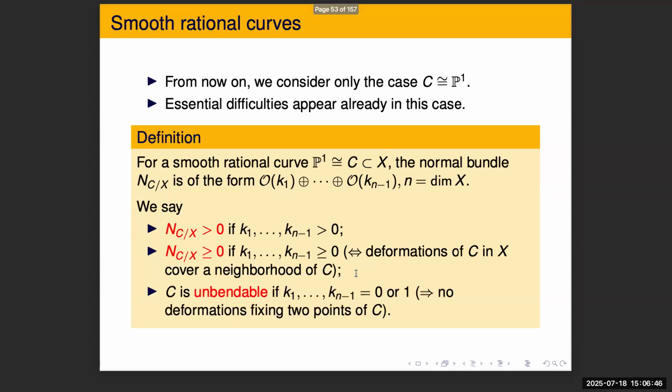And finally, we say that the rational curve is unbendable if all these integers are either 0 or 1. The name unbendable comes from the fact that in this case, there's no deformation fixing 2 points of the rational curve, so you cannot bend it. This is motivated by Mori's bend and break technique, where minimal rational curves have this property that you cannot bend them, so they are unbendable. So that's the definition we use.